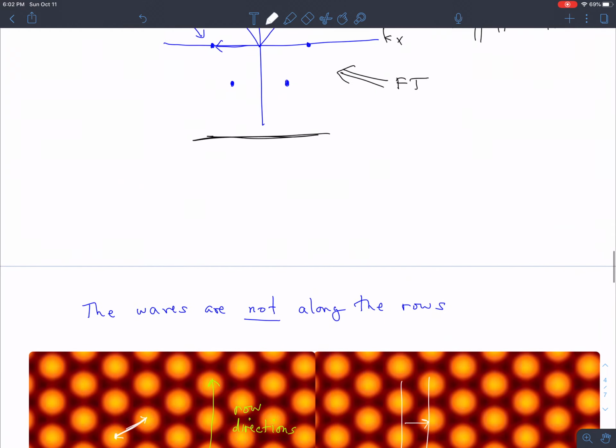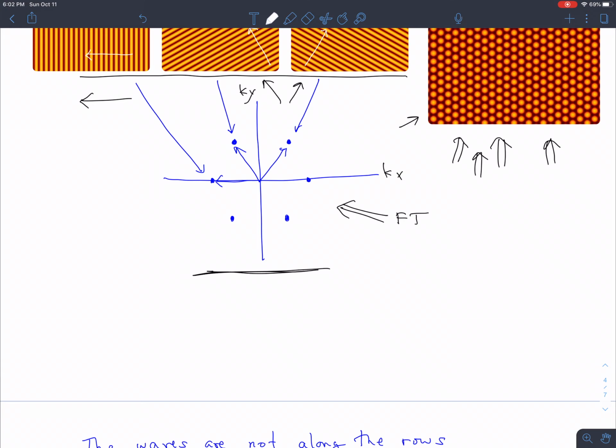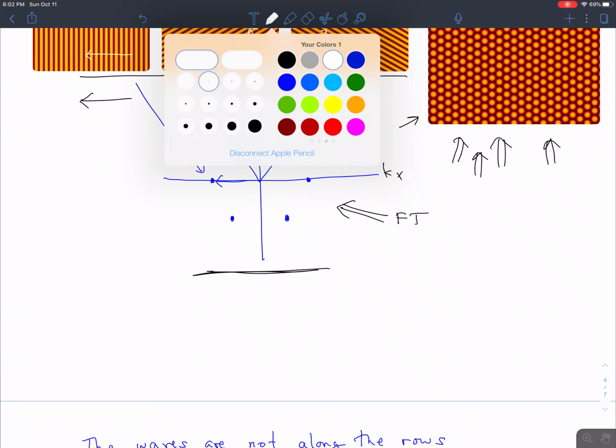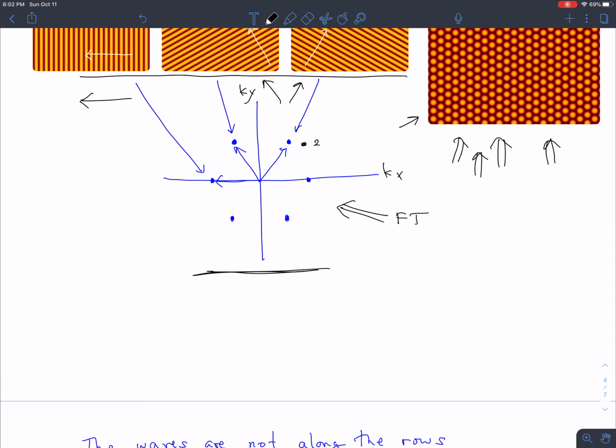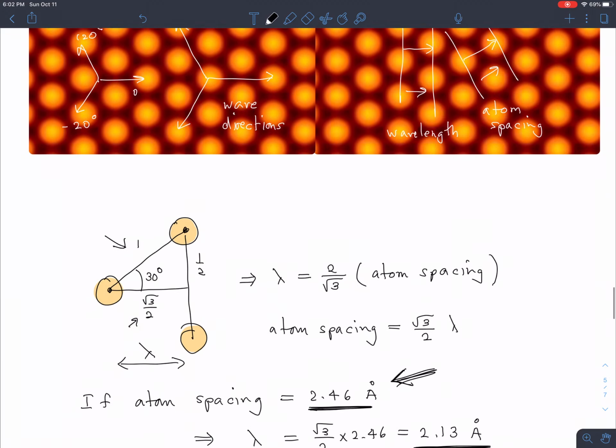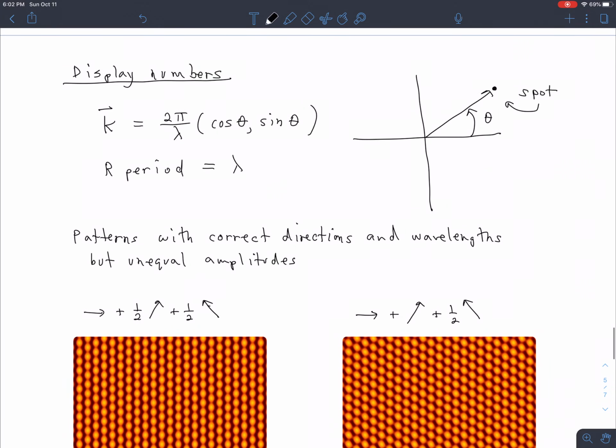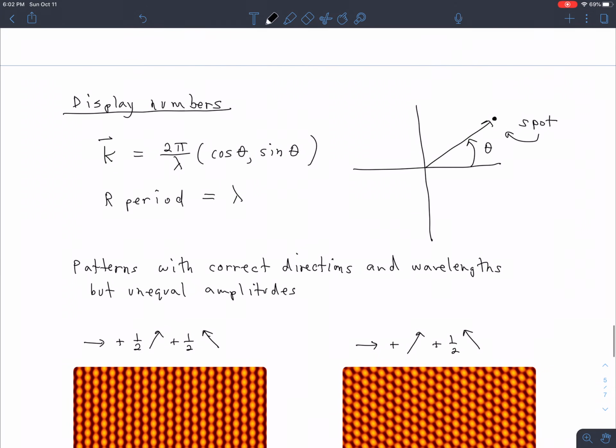So the ideal situation, the R period for this dot would be 2.13 angstroms, and the same for this dot over here, and likewise for all the other dots as well. They would all have an R period of 2.13 angstroms. All right, and that's what I'm saying down here, that the R period is the wavelength, but it's the wavelength for a wave that doesn't correspond to the closest distance between the atoms.